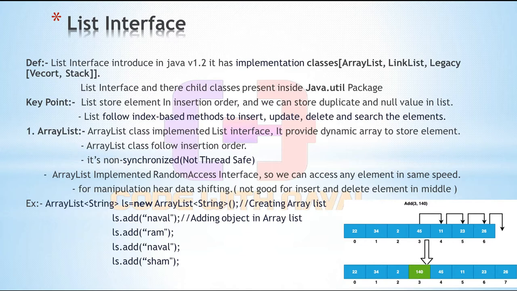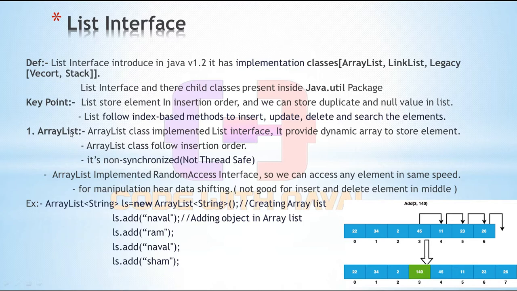List follows index-based methods to insert, update, delete and search elements. So if you want to add any element or delete any element, we can simply pass the index value and simply delete that element. We can simply add that element, and internally the List also uses an index mechanism. Okay, so here you can see these implementation classes: ArrayList, LinkedList, and these two legacy classes, Vector and Stack. So let's discuss them one by one.